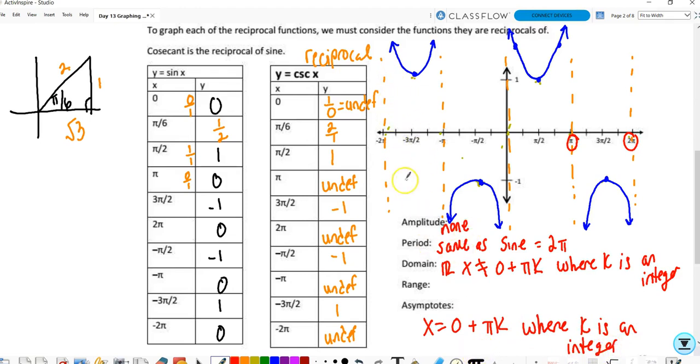And now the range, there's nothing in between here. The range, it starts at 1 and goes up, and starts at -1 and goes down. So the two different ways we can write that is we can say -infinity to -1 and 1 to infinity. That's starting down here at -infinity, going up to -1. Skip over all of this, start at 1 and go up to infinity. Or we can say y is less than or equal to -1 and y is greater than or equal to +1.